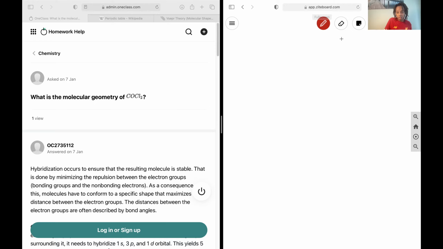Next up, we'd like the molecular geometry of COCl2. Count our valence electrons: 4 plus 6 plus 14. That's going to give us 24. Carbon is obviously our central atom. And then let's just attach everything to it. Fill in everybody's octet.